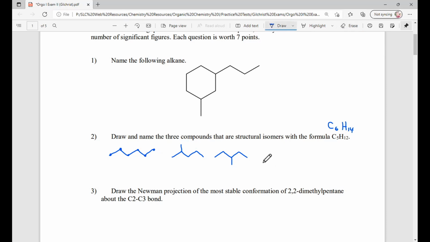So the only option, and it doesn't matter where I put it, I also can't put a branch on the end, because that also lengthens the longest carbon chain. So I always have to put my branches in the middle. So it looks like I'm stuck putting a 1-carbon branch here and a 1-carbon branch here. Is there any other way I could put two 1-carbon branches on a 4-carbon chain?